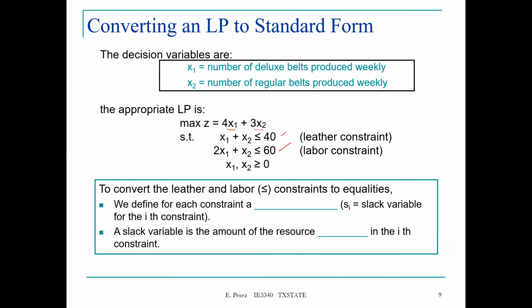You see the constraints are less than or equal to, because we have up to that much material. We don't have to use it all. And also we have a limit in terms of the labor constraint. So those hours are available, but in order to maximize our profit, we don't necessarily have to use the whole thing. So to convert the leather and labor less than or equal constraints to equalities, that's what we want to do now. We want to transform this LP into standard form.